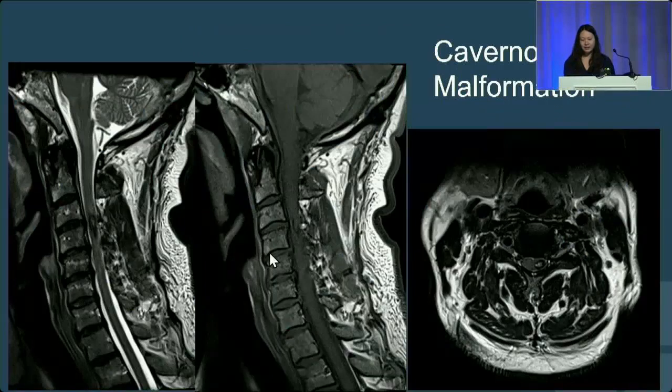All right, so this is another case. This is a non-neoplastic process that occurs intramedullary, and this is a cavernous malformation. You can see it actually doesn't really enhance. Cavernous malformations don't usually enhance, but what gives it away is this characteristic surrounding T2 hemosiderin ring. And you can see that pretty well on the axial images.